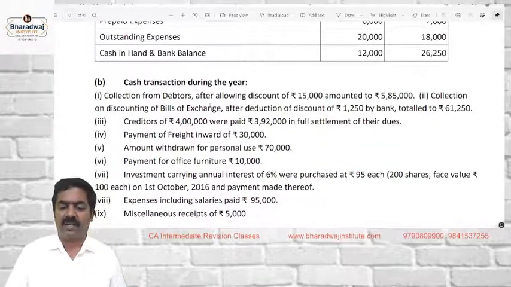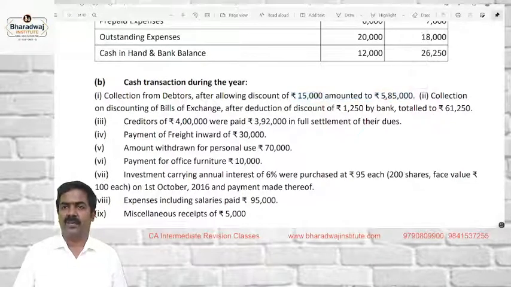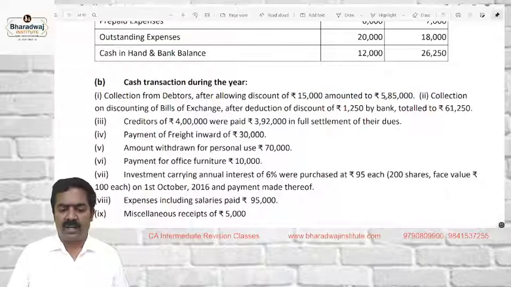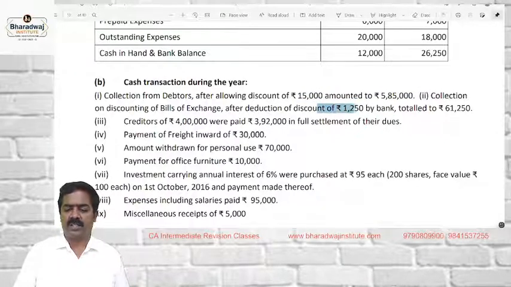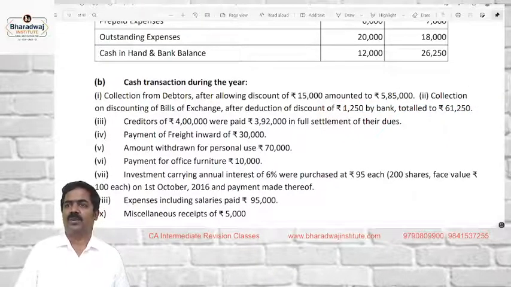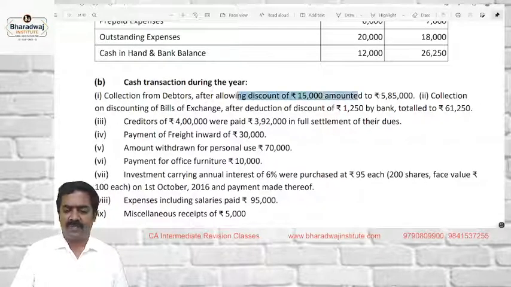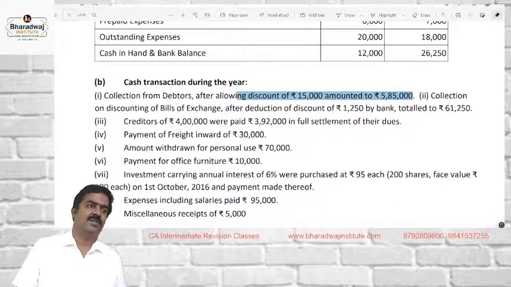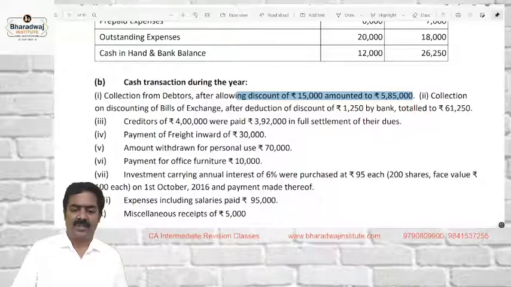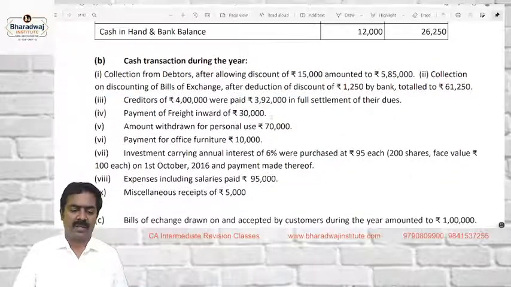Collection from debtors after allowing a discount of 15,000 amounted to 5,85,000. Collection on discounting of bills in exchange after reduction of discount, total 61,250 is given. This is like bills discounted. Bank account debtor, discount account debtor to bills receivable account. The other is like bank account debtor, discount account debtor to debtors account. The first one is collection from which one? Debtors. Next one is collection of which one? Bills discounted with bank, okay.